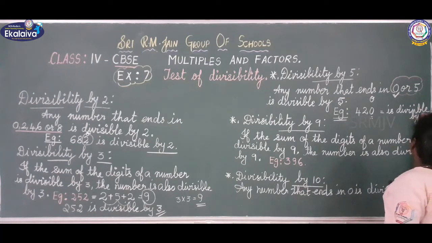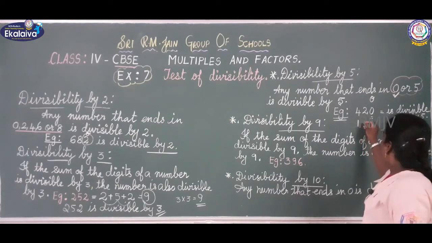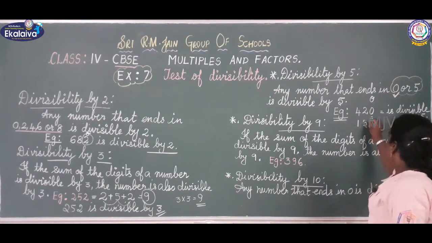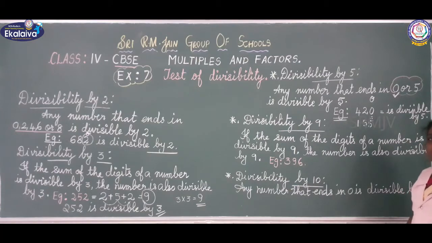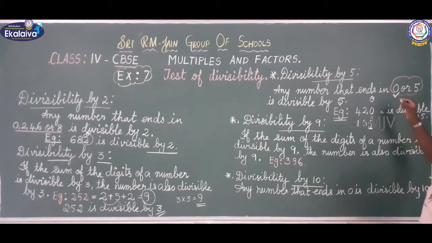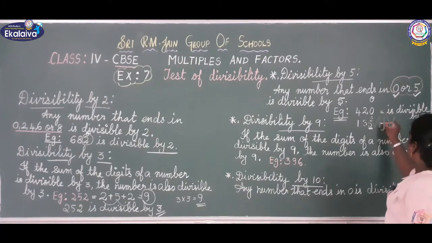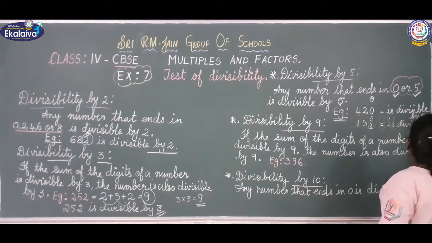Let us take another example. 155. Look at the ones place, children. We have 5. And look at the rule. A number that ends in 0 or 5. In ones place we have 5. So the given number is divisible by 5. So 155 is divisible by 5.